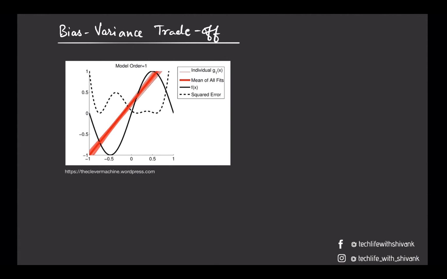So let's start with bias variance trade-off. Here f(x) is the function which we want to predict. And let's say g1(x) is the model that we use to predict f(x). We train the model g1(x) on different datasets and plot those individual g1(x) using the thin red line, as you can see. So there are so many thin red lines here.